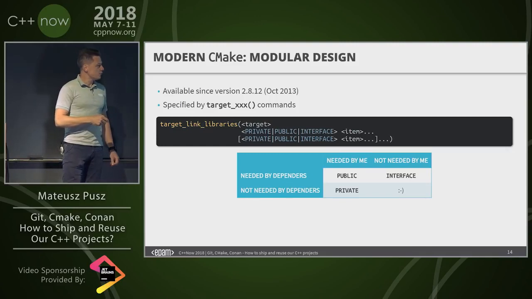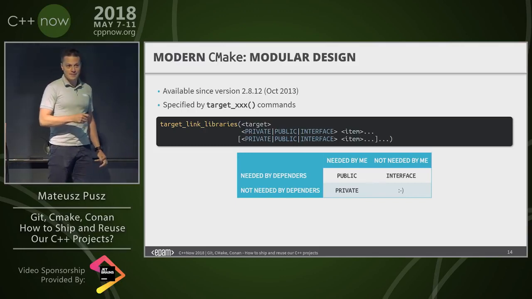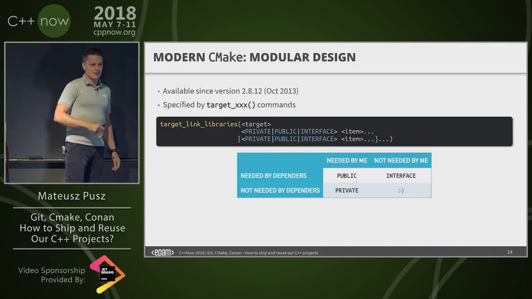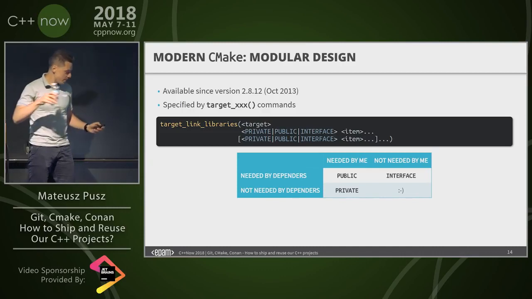So basically how it works. If I need it and my dependers or users need it, it should be public. If it's needed only by me but the dependers don't use it because it's only my implementation detail, I use private. And when it's not needed by me but the dependers need it, for example, it's a header-only library, you provide it as an interface. Of course, the fourth option is trivial here. If no one needs it, you just don't care.